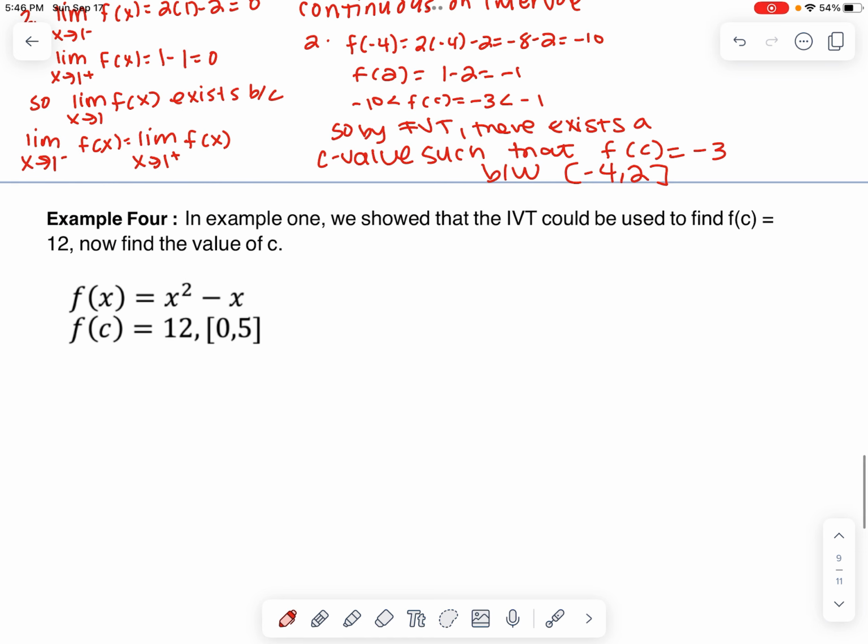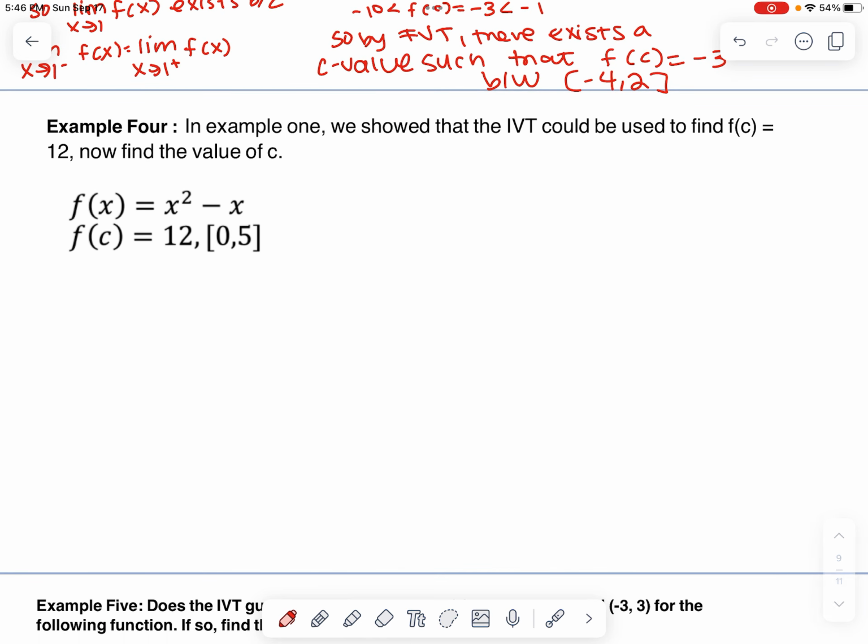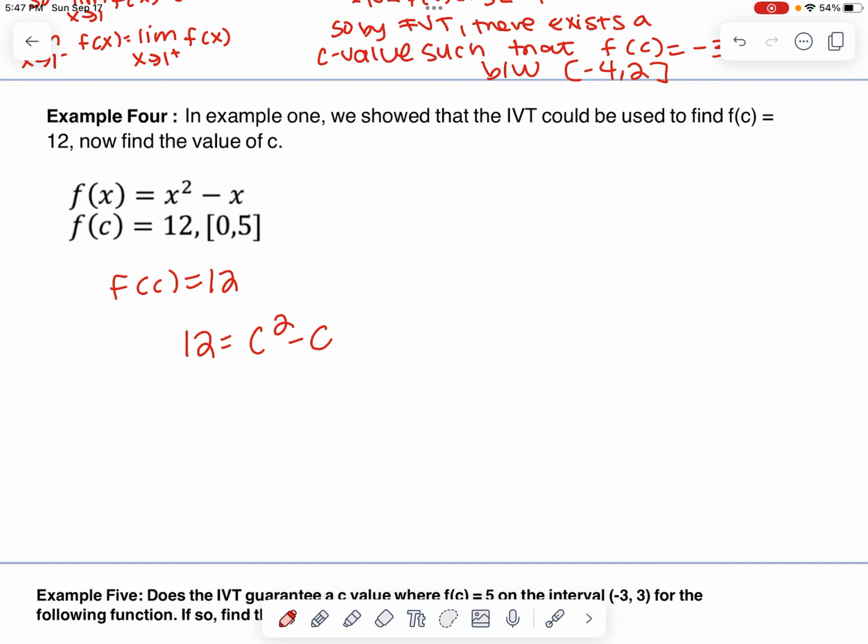Okay, last ones. In example 1, we showed that the intermediate value theorem could be used to find f of c equals 12. Now we want to find the value of c. So we know that there is a y value that goes with 12 between 0 and 5. Now we actually need to find that. And so this is really something that you did in Algebra 2. All we're going to do is use f of c. We know that f of c equals 12 at some point. So we just need to figure out what x value makes this function equal 12. And so I know that if I plug in this value c, I am going to get out the 12.